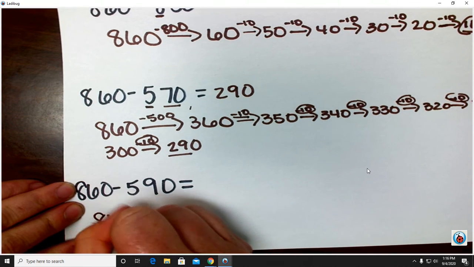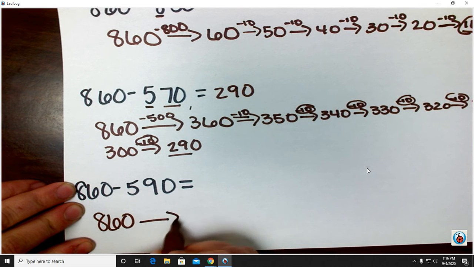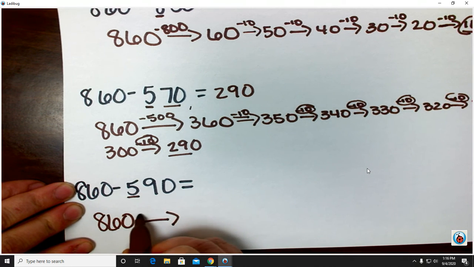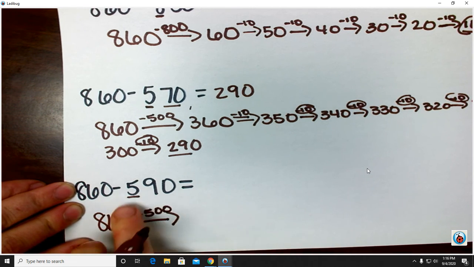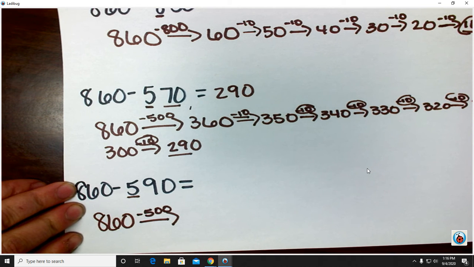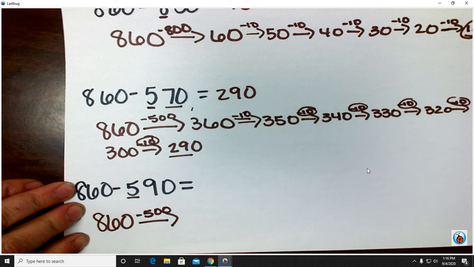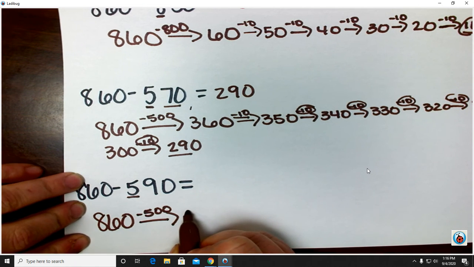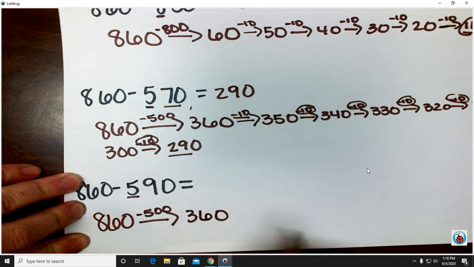And then my last one is 860 minus 590. So I'm just going to bring 860 with my arrow. And I'm going to go on and make a jump of 500 because I know that means 500. So 860 minus 500 is 360, as we've seen above.